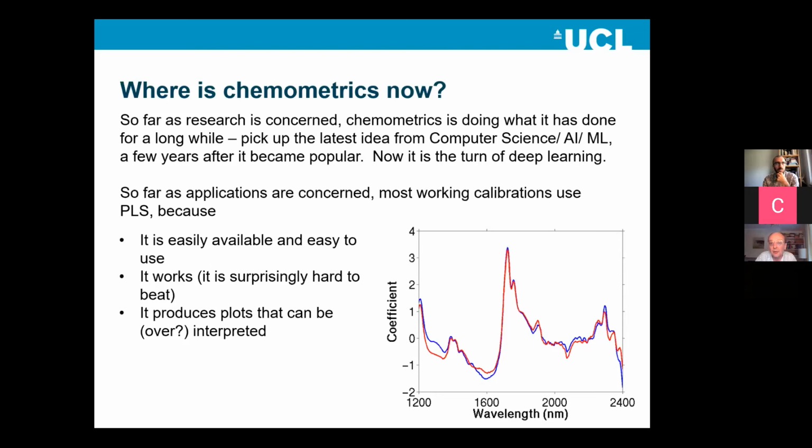So where are we now? Well, we're doing what chemometrics is doing, what it's always done. It looks at what the computer scientists were doing a couple of years ago, and you try it on IR spectra. So we've used all the things that come out of computer science. And I guess the current flavor of the month is deep learning, because everybody's doing deep learning on everything. And it can work, and it can also go wrong.